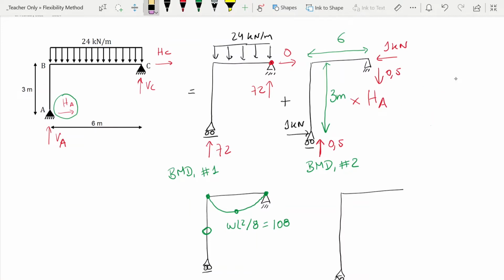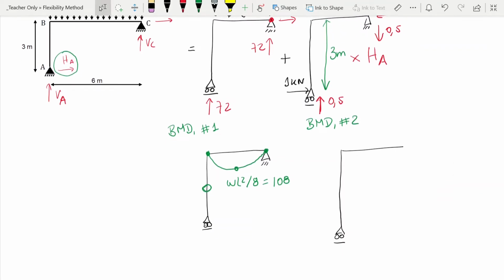So with these reactions, we can start understanding that we're going to have moments in the column on the left side. So the load of 1 kilonewton here, this one, causes our bar to bend like that.